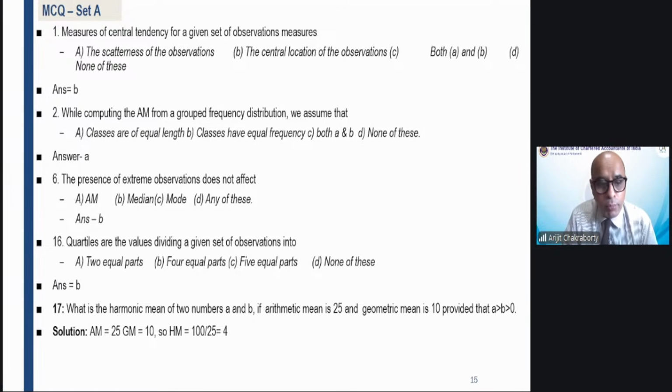What is the relation? You remember AM into HM equals square of GM. Here we have AM is 25, GM is 10. So the square of GM will be 10 square, which is 100. So arithmetic mean into harmonic mean equals 100. Arithmetic mean is 25. So what is harmonic mean? 100 divided by 25. So we arrive at the value 4. So harmonic mean equals 4.